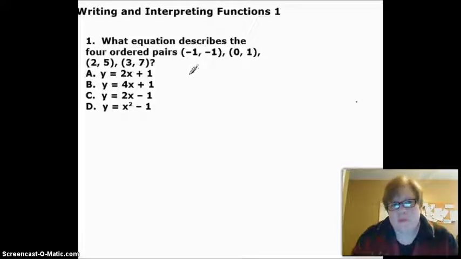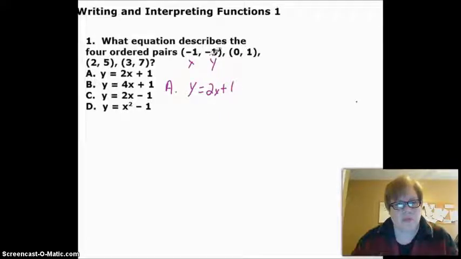Now, a couple of ways you can do this. Probably the simplest way with multiple choice is to simply substitute your x and your y into the equations and see which ones are true. This could be a little tedious or laborious, but if you don't have a calculator, this is probably the simplest way to do it. So I'm just going to show you using A. We have y equals 2x plus 1.